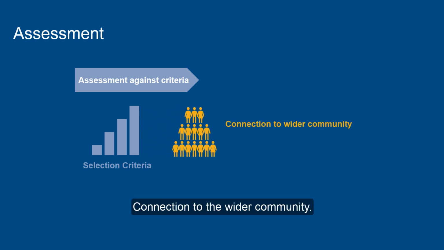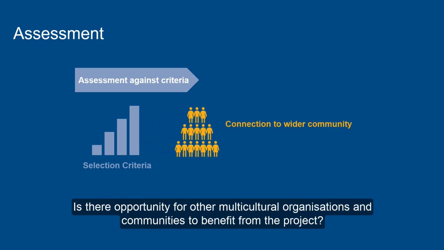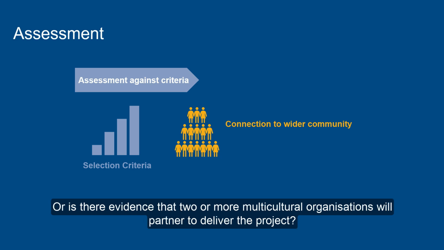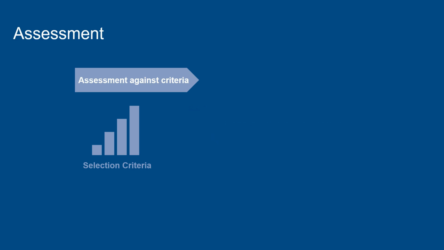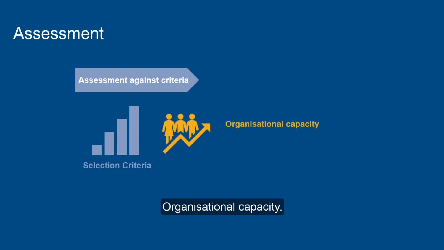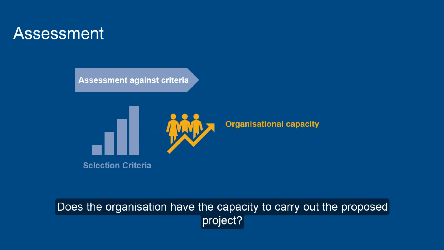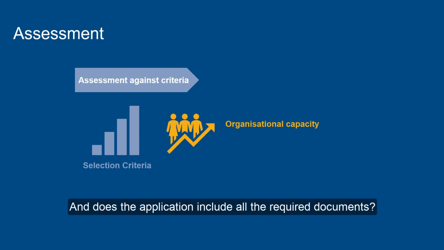Connection to the wider community. Is there opportunity for other multicultural organizations and communities to benefit from the project? Or is there evidence that 2 or more multicultural organizations will partner to deliver the project? Organizational capacity. Does the organization have the capacity to carry out the proposed project? And does the application include all the required documents?